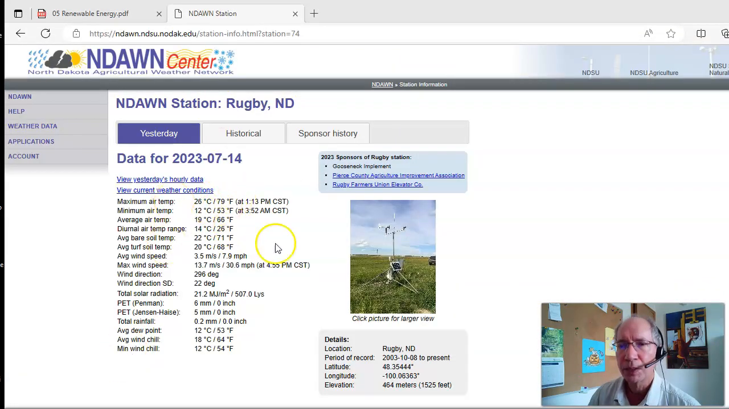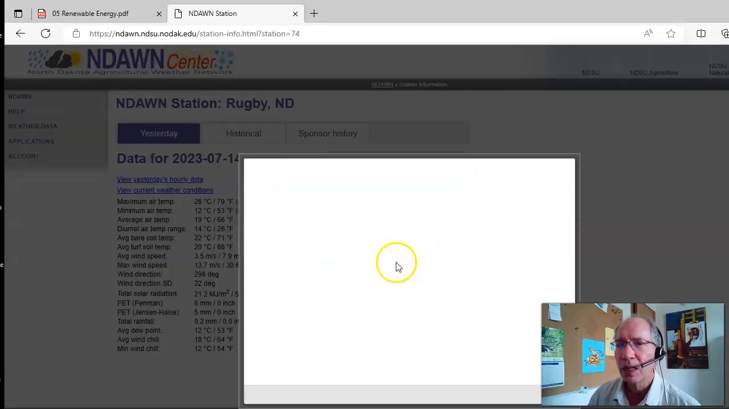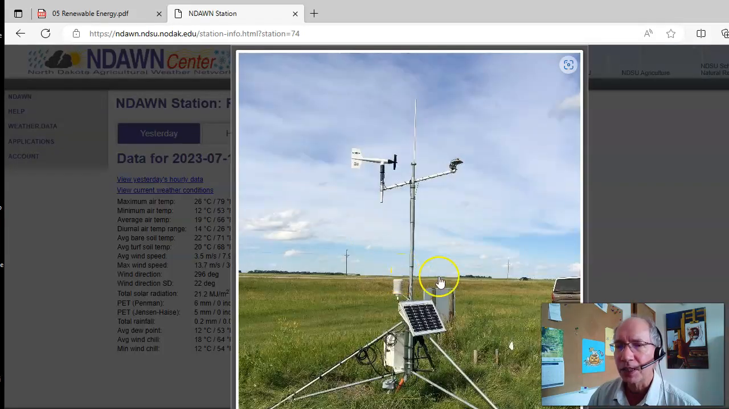Better yet, let's pick Rugby, North Dakota. This is what the weather station looks like. It's got a solar meter to measure the light intensity, measures ground temperature, ground moisture, wind speed, wind direction, rainfall, all sorts of things. So if you see these around the state, that's part of NDAWN. Leave them alone.